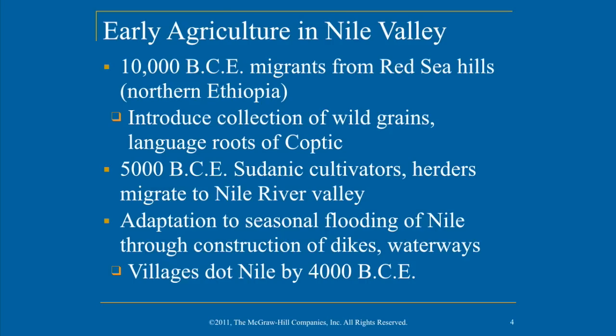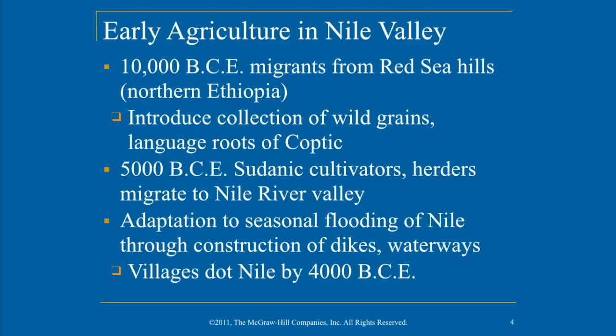Early agriculture in the Nile Valley. Around 10,000 BCE, migrants from the Red Sea Hills, northern Ethiopia, show up. They introduce a collection of wild grains, and they have their language roots in Coptic. So Coptic is what is spoken by many Egyptians today. It's a very old language, but it still has uses, just like how Greek is a very old language, but Greek is still being used today with some variations and changes. Around 5000 BCE, Sudanic cultivators from the Sudan and herders migrate to the Nile River Valley.